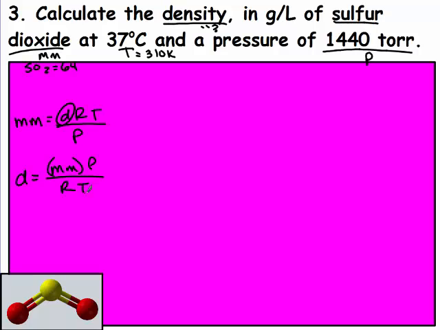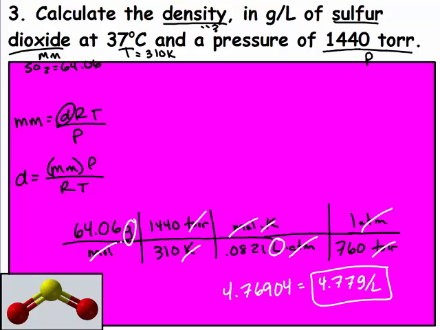So molar mass times P over RT. So sulfur dioxide is SO2. Your molar mass should have been 64.06 grams per mole. Our rearranged equation was just like the previous one, molar mass times pressure over RT. And then we plug it all in. Make sure that you converted your torr to ATM if you did not get that answer. So 4.77 grams per liter.